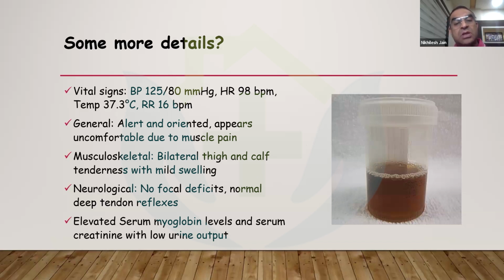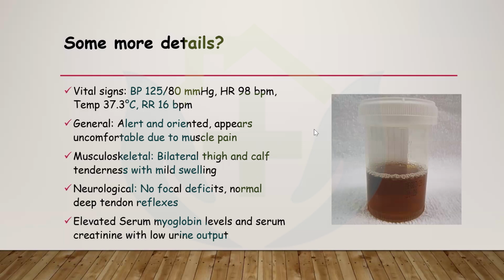No focal deficits, normal deep tendon reflexes. Elevated serum myoglobin levels and serum creatinine levels are seen with low urine output. And this is the color of the urine that's been put on the side. So what do you think is this? Rhabdomyolysis. Yeah. This looks fairly clear and easy.